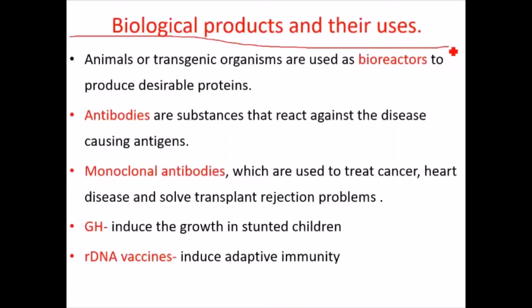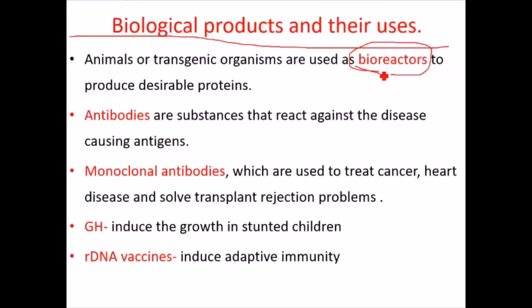A product which is produced from or isolated from any living organism is called a biological product. So we are going to see some other biological products with their uses. Animals or transgenic animals are used as a bioreactor. Bioreactor is nothing but a factory. Okay. The organism is used as a factory to synthesize a large number of desirable proteins.